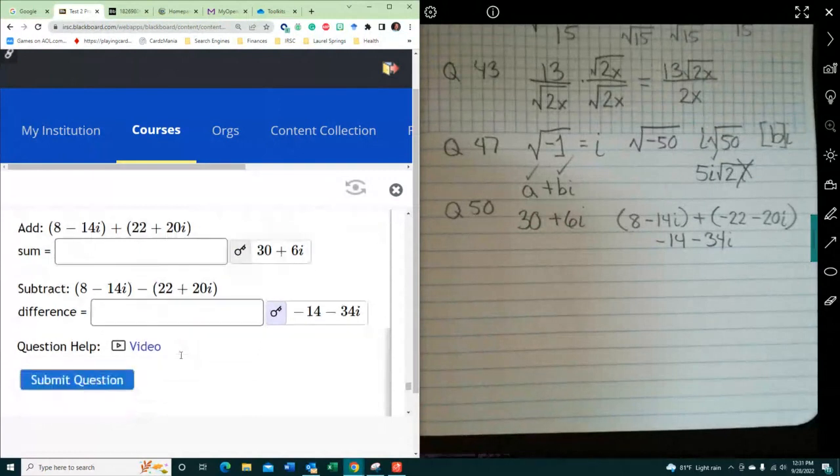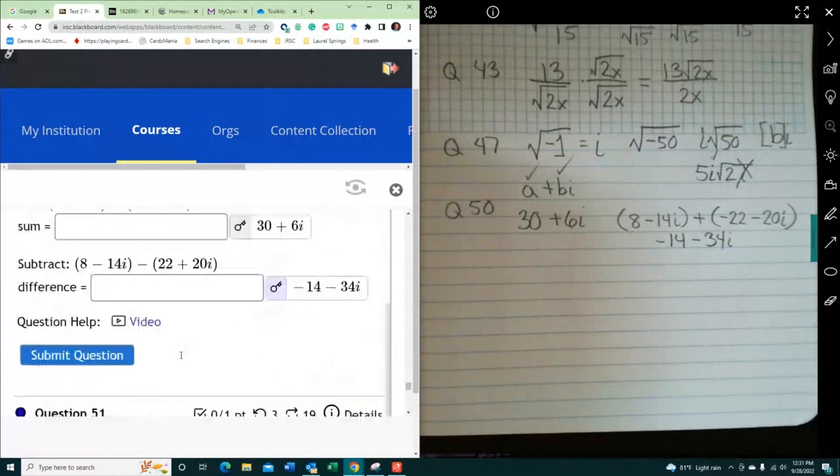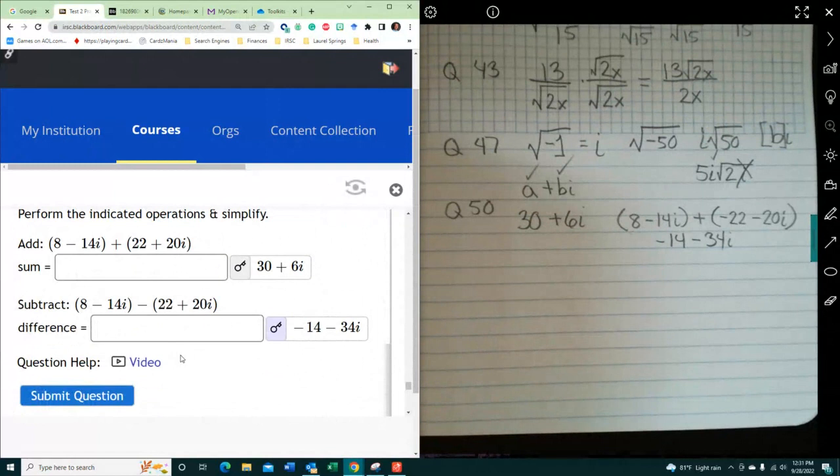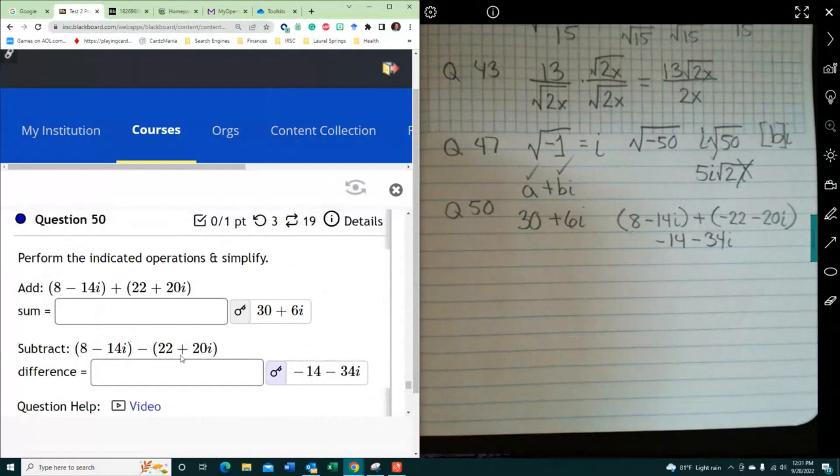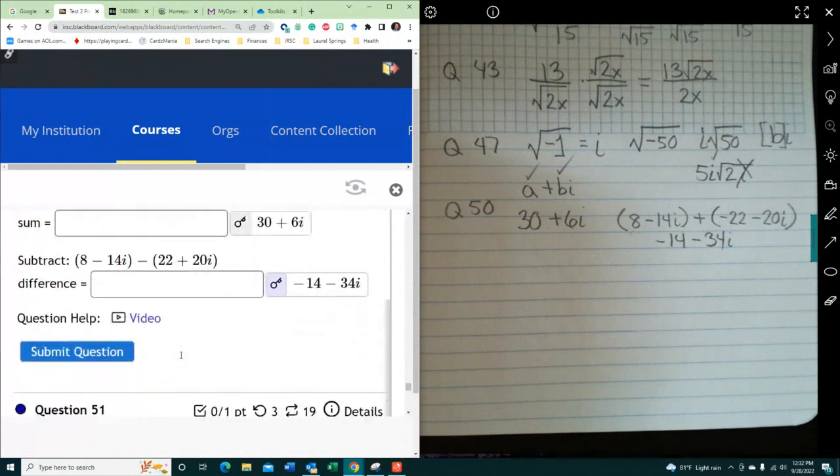All right, and now we're going to move down. Oh, there's no more on that one. Okay, that's easy. I thought they'd go through all of it, but they didn't.